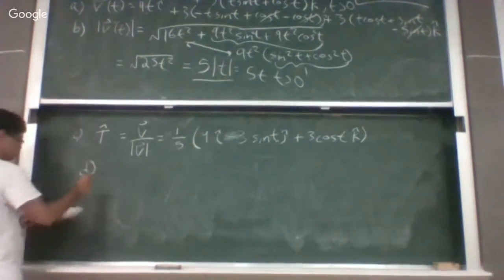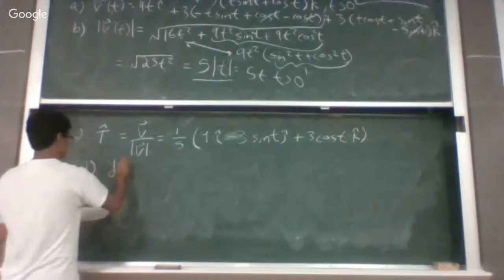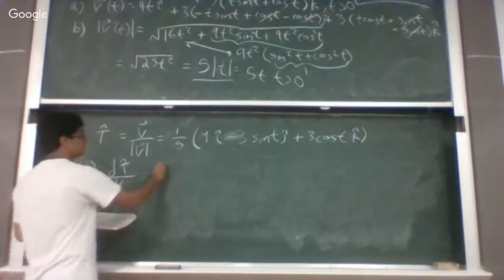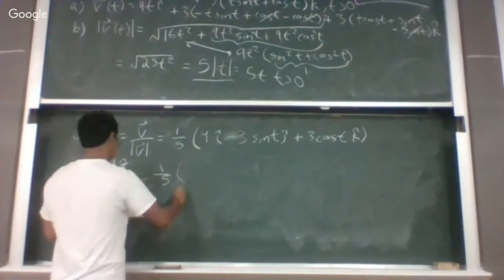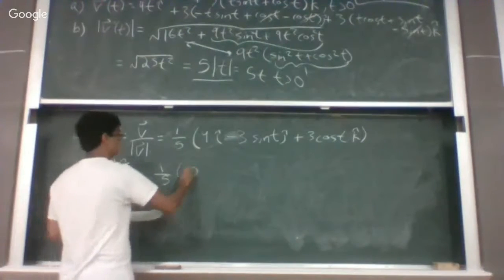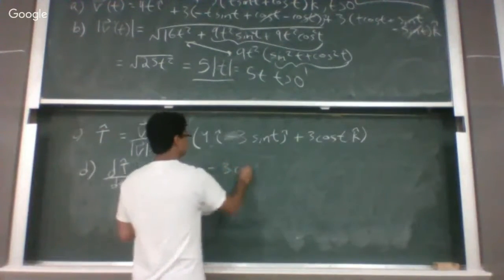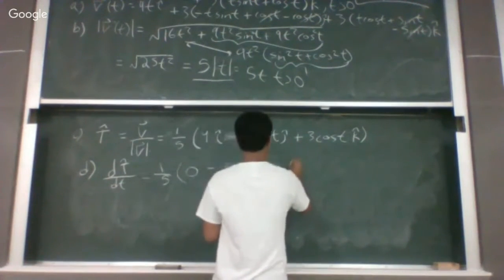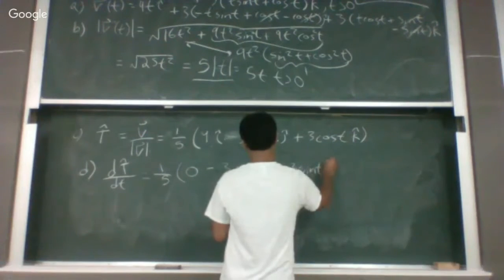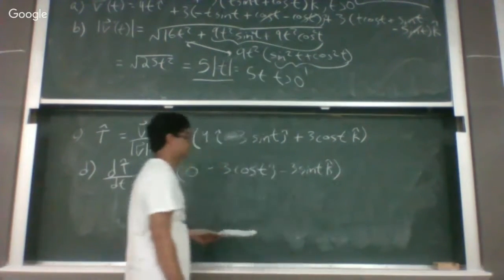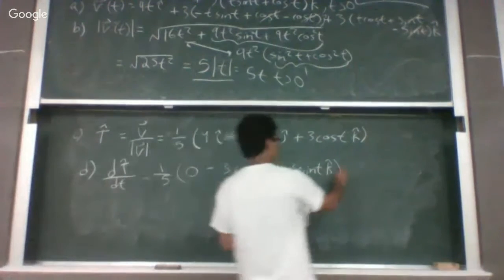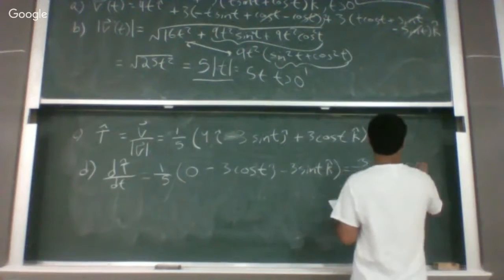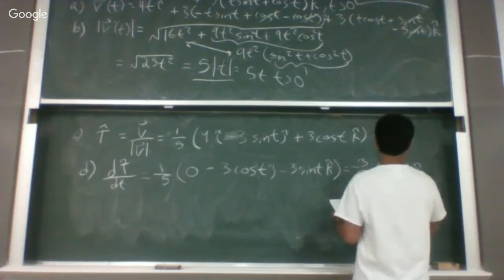Okay. Part D is the derivative of that with respect to time. So then you guys know how to do that easily. That's 1/5. We know the derivative of 4i is 0. Minus 3 cosine of t j minus 3 sine of t k. Right? And we can take the 3's out too. So this is equal to minus 3 over 5 times cosine of t j plus sine of t k.